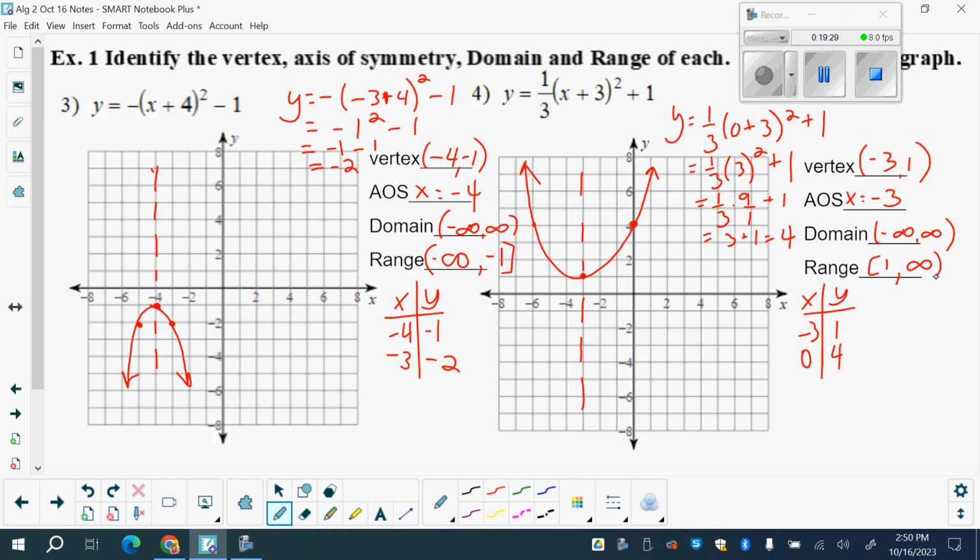So 1 to infinity. So let's just talk really quick. Suppose that you did not pick a number that was a multiple of 3. Suppose you picked instead -2. So we would get the negative 2 plus 3, which is 1. So 1/3 times 1 squared, or 1/3 plus 1.